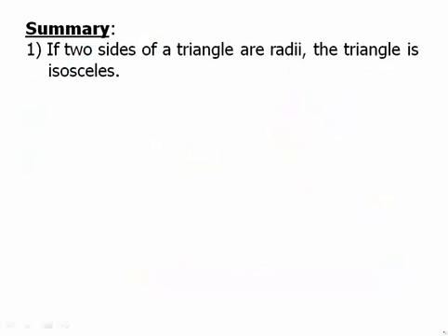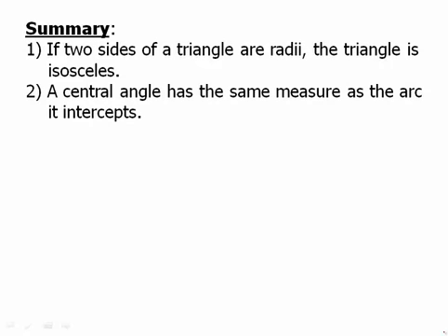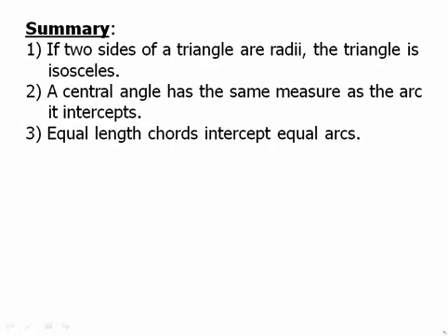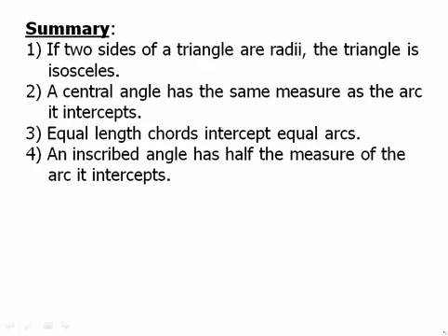In summary, if two sides of a triangle are radii, then the triangle is isosceles, and of course, always be on the lookout for an equilateral triangle built of radii inside a circle. A central angle, which is an angle that has its vertex at the center, has the same measure as the arc it intercepts. Equal chords intersect equal arcs. An inscribed angle has half the measure of the arc it intercepts. Remember, an inscribed angle has its vertex on the circle.